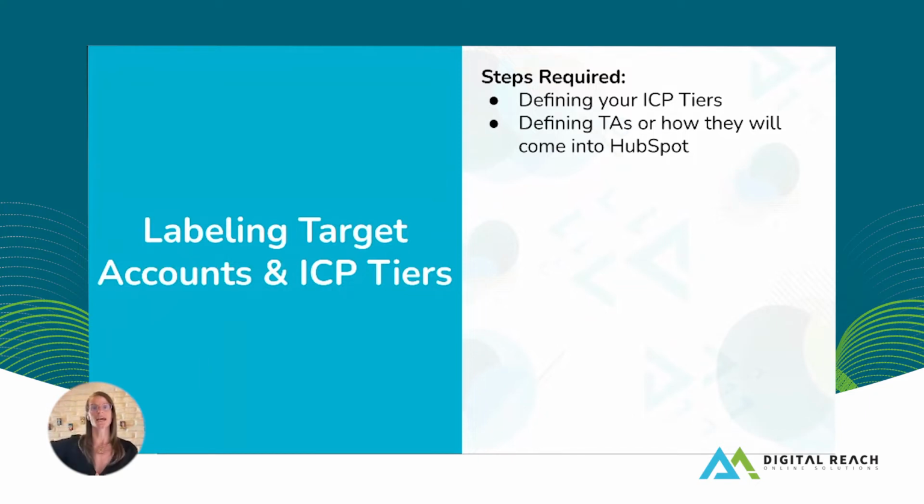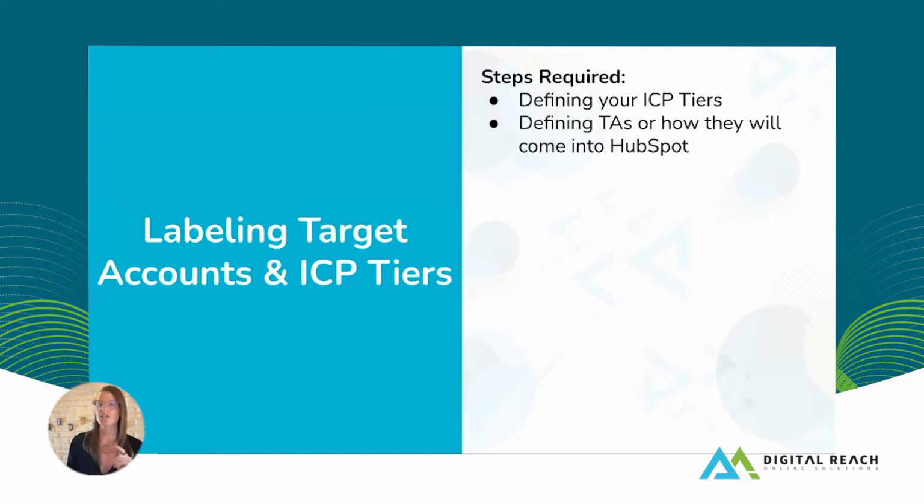So we have our target accounts, that's the highest level of the hierarchy. Then we break it down into the ICP tiers. And then figure out how these target accounts are coming into HubSpot. Are you pulling them from Sales Navigator and entering them that way? Are you using ZoomInfo or Bombora, where you have workflows set up to find new target accounts that match your ICP and then push those automatically into HubSpot? So figure out how your target accounts are getting into HubSpot.